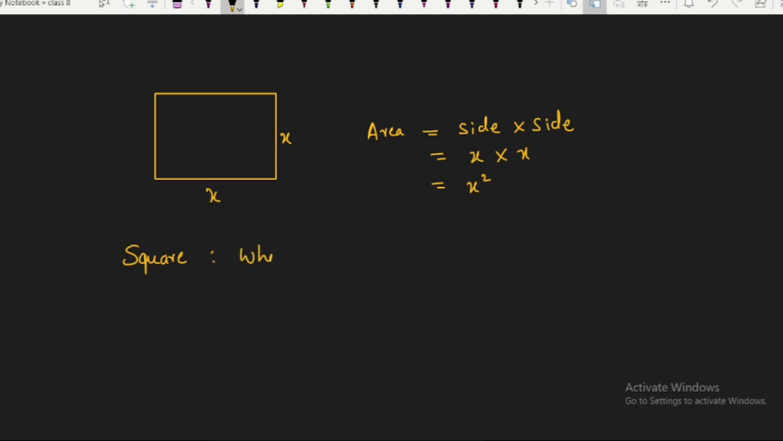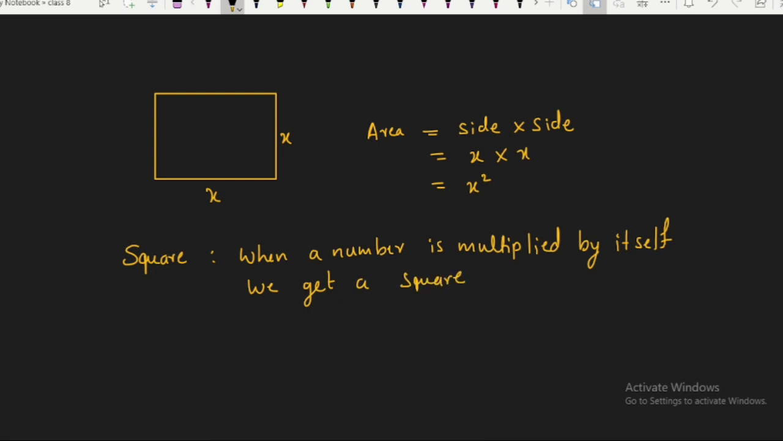When a number is multiplied by itself, we get a square. For example, 1 into 1, that is 1 square, that is 1. So 2 into 2, that is 2 square, we get 4. Next 3 into 3, that is 3 square, we get 9.